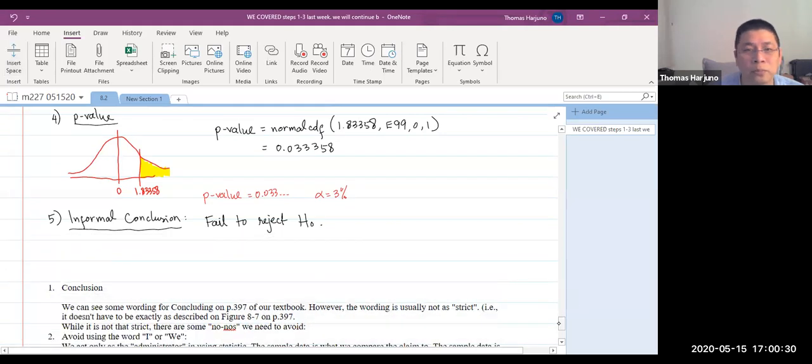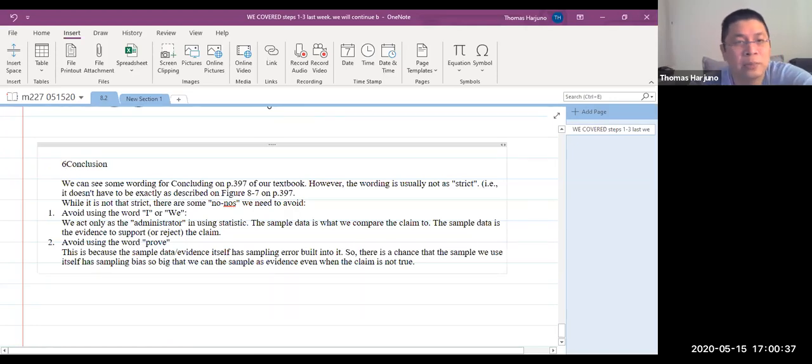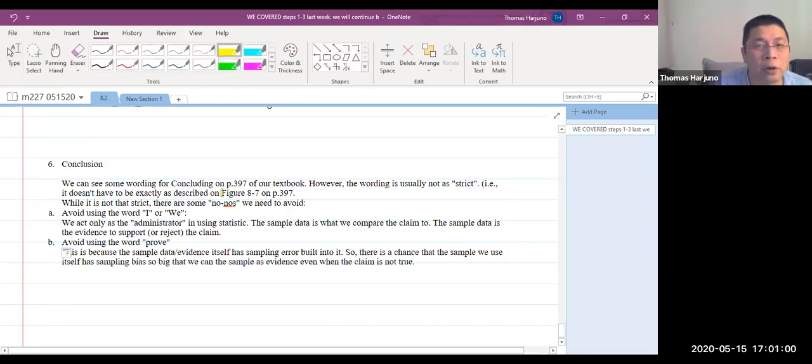Okay. Now let's go on with the last step, step 6. I wonder why it keeps on changing here. And we can see some wording for concluding on our textbook, page 397. The wording is actually, you can see it on figure 8.7. Now, if you have your textbook, please open your textbook.